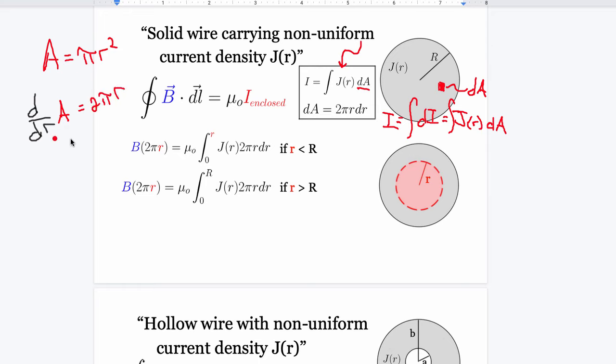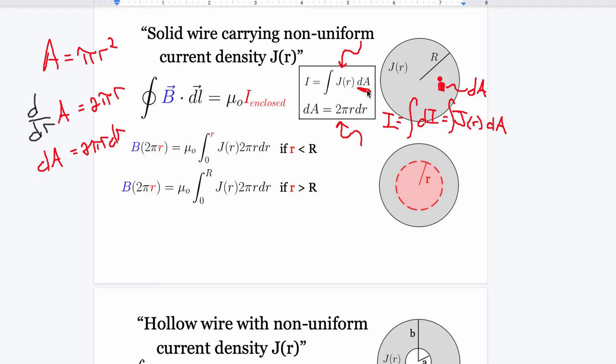Okay, great. Now move the dr over, and guess what? You get dA is equal to 2 pi r dr. That's what we got right here. So if you ever forget what dA is in cylindrical coordinates or polar coordinates, you can always get it. Just write down the area of a circle, take a derivative, move the dr over, and you get 2 pi r dr. That's what dA is, assuming you have no angular dependency.